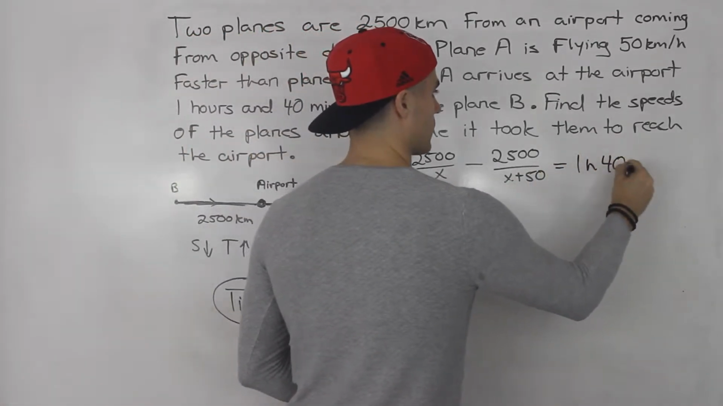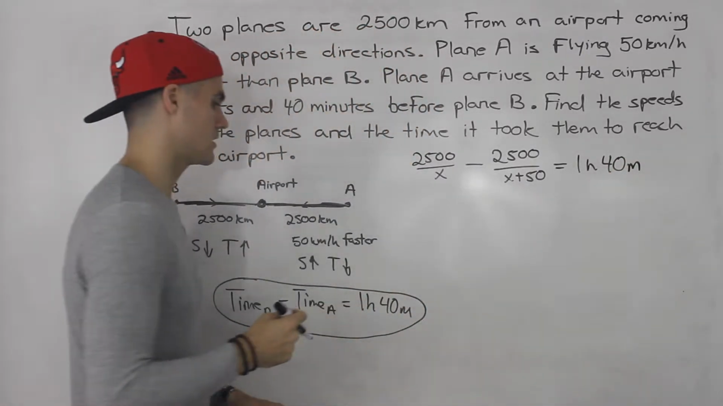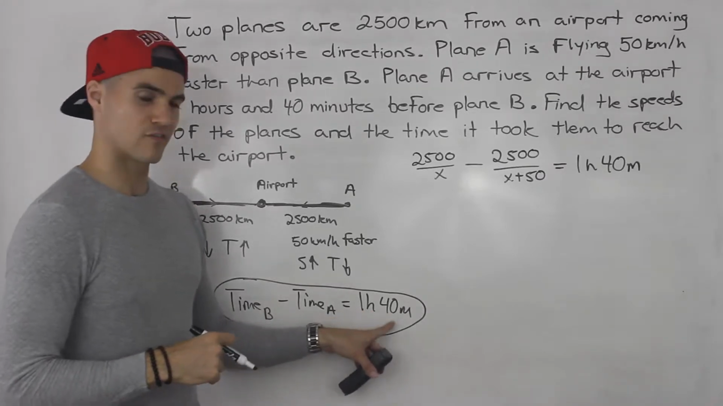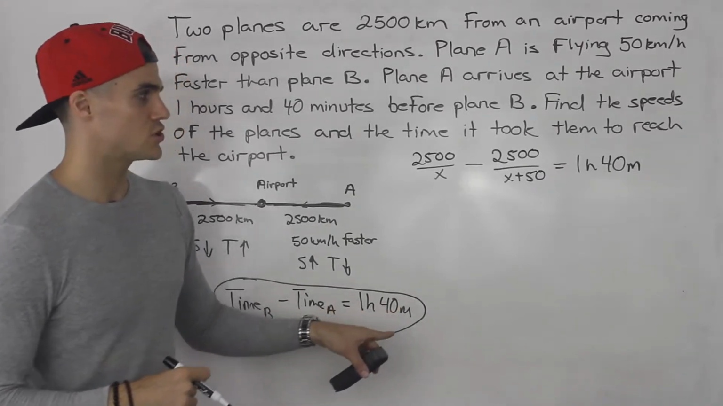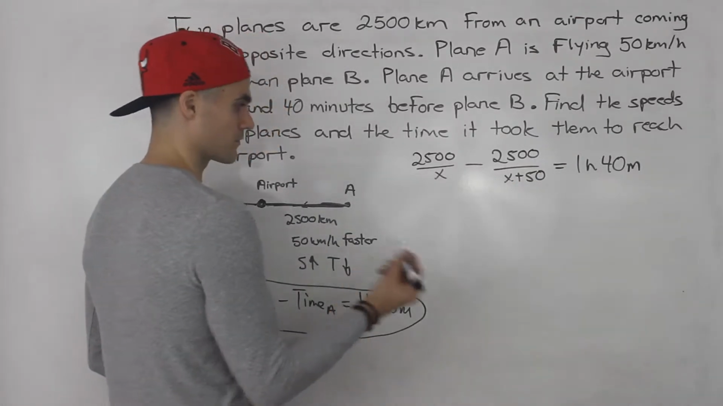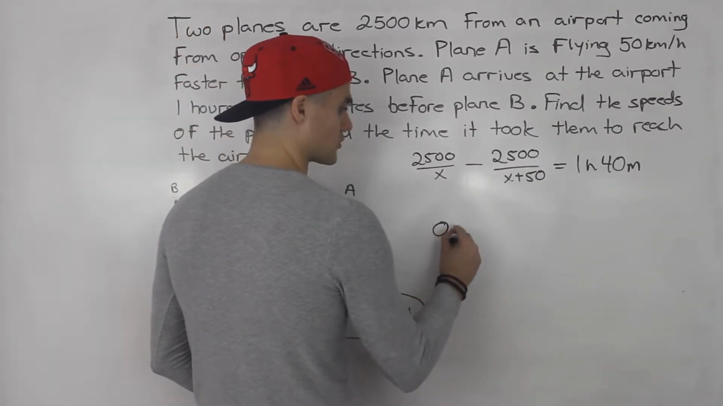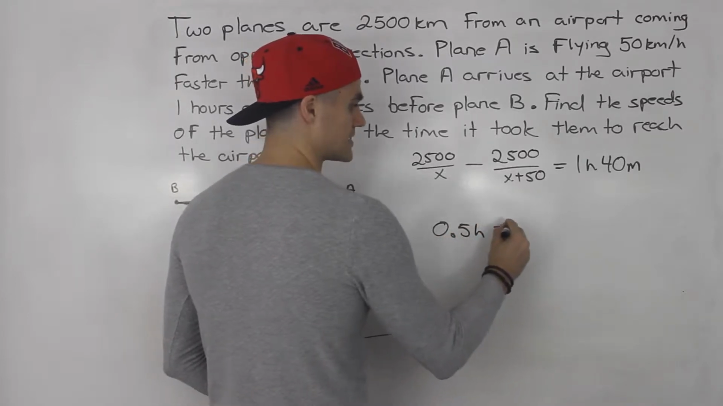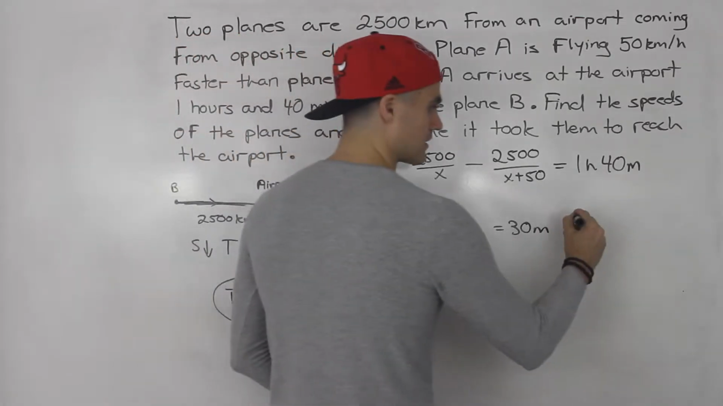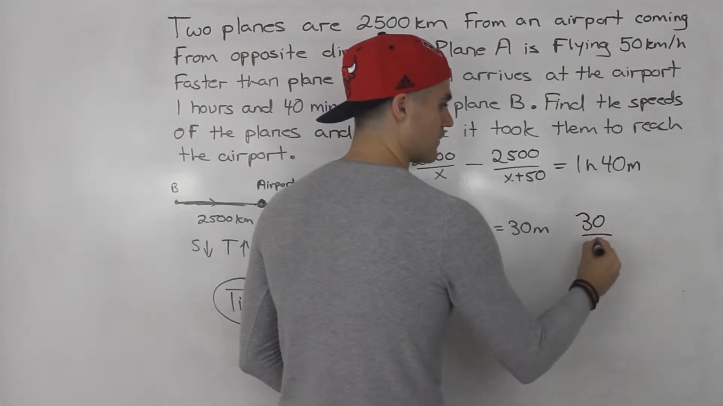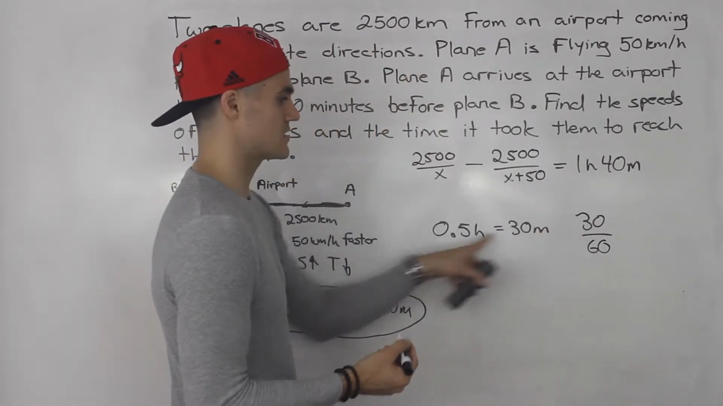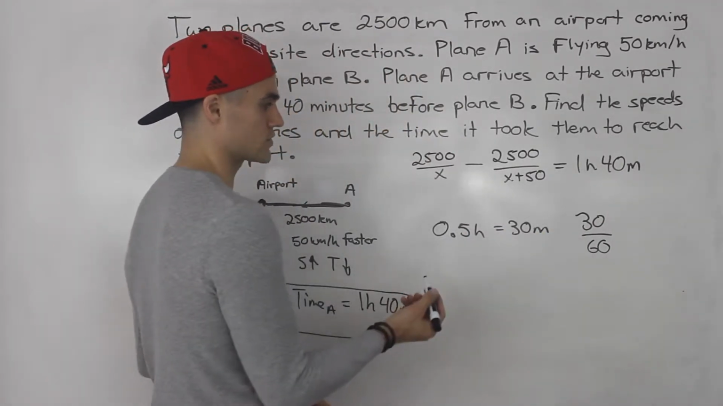Now here is where it gets tricky. This is a pretty tough part of the question to catch. This 1 hour and 40 minutes, you have to change it to a decimal, right? So, for example, what is 0.5 hours? That's equal to 30 minutes. How do we get that? Well, we take the number of minutes and divide it by the number of minutes in an hour, 60. 30 over 60 gives us 0.5, or 1 over 2.